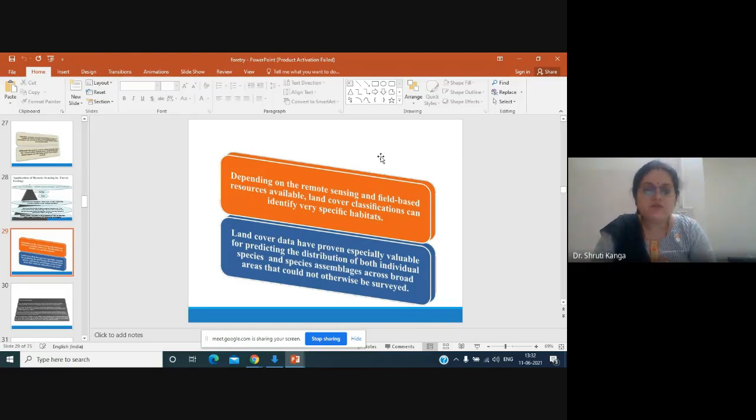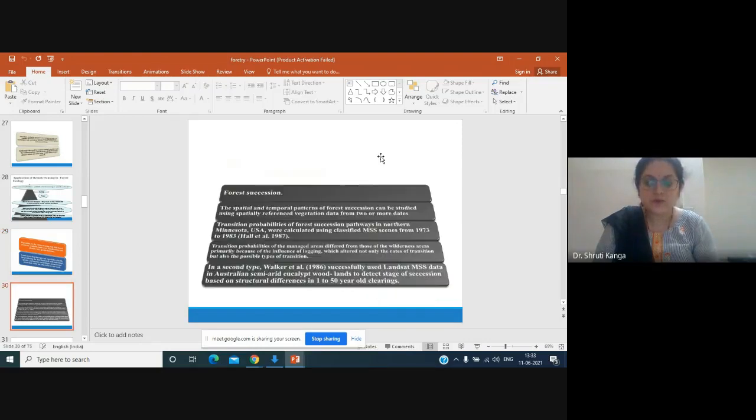Land cover data have proven especially valuable for predicting the distribution of both individual species and species assemblages across broad areas that could not otherwise be surveyed. As I have told you in the previous slide also, remote sensing gives us a synoptic view, so a large area can be covered which is not possible to be surveyed.